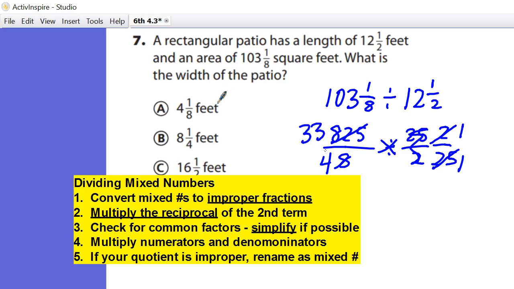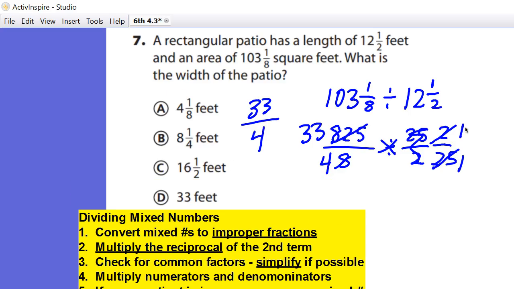And so my numerators now are 33 times 1, which is 33. And my denominators are 4 times 1, which is 4. So now I have 33/4. 4 goes into 33 8 times with 1 left over. The answer is 8 1/4. It's B.